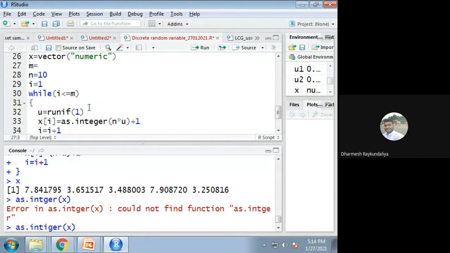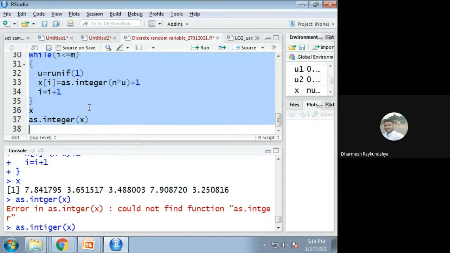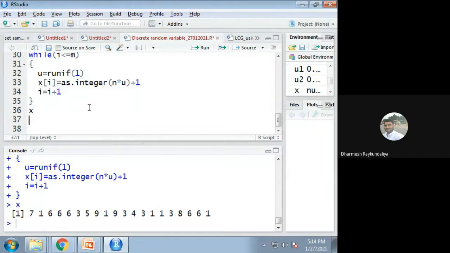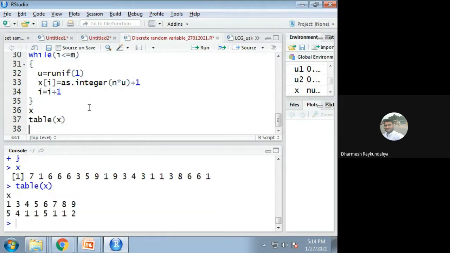Suppose I wish to generate 20 numbers. You can see that these random numbers are generated from the uniform distribution, and you can find the frequency table. How many times is 1 generated? 5 times. How many times is 3 generated? 4 times. How many times is 4 generated? 1 time.